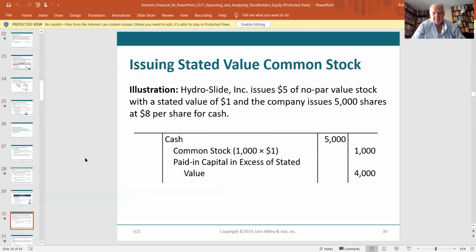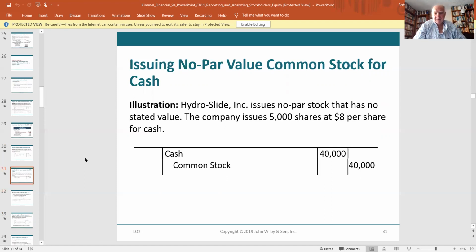Issuing stated value. Here we go. No par value stock with a stated value of $1, and the company issues 5,000 shares. Same thing. They issued 5,000 shares at $8 per share. Well, again, we have a slide that makes no sense. If it was issued for $8 a share, it'd be 40,000. I'm skipping this slide. This slide is incorrect and misleading.